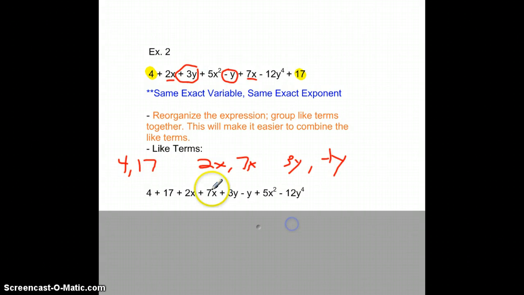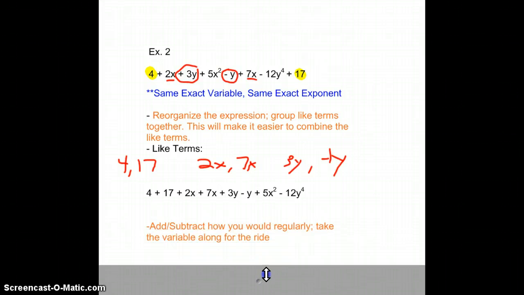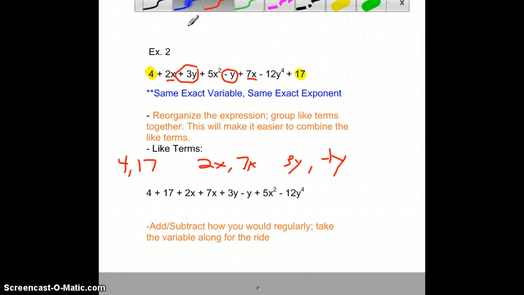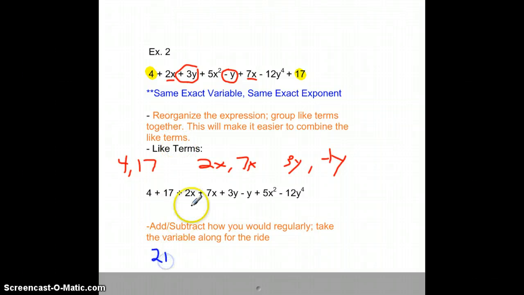So I went ahead and reorganized this. Here we've got our 4 and our 17 together. Our x's are together right here. Our y's are together. And there's really no like terms with this x squared and the y to the 4th, so we just keep those at the end there. Again, let's combine, add and subtract how we regularly would. 4 plus 17 is 21. 2 plus 7 is going to give us 9, so that would be 9x. 3 minus 1, again, there's no number in front of this y, so it's just 1y. So 3 minus 1 is positive 2. So it'd be 2y.